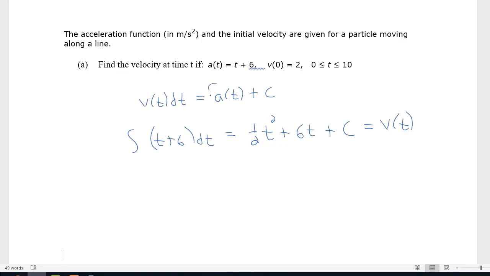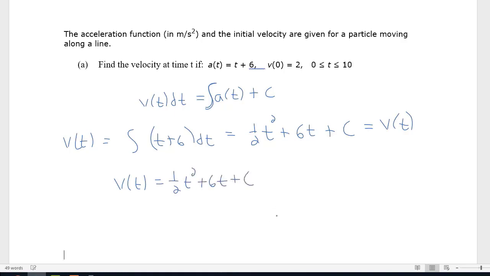The integral of acceleration is the velocity function. Right? The velocity function is the integral of acceleration. So here's my integral of acceleration, and that is velocity. So we know velocity is 1/2 t squared plus 6t plus c.